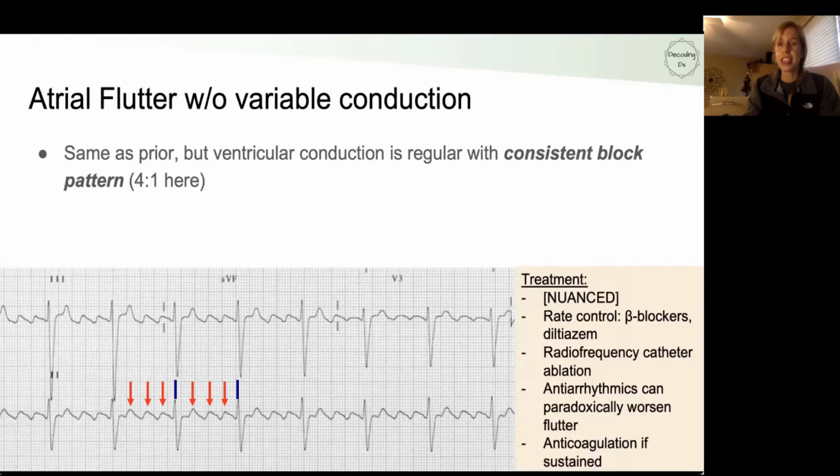In this case, treatment is pretty much the same as when we talked about in the last video, and also very similar to atrial fibrillation in the sense that if you need to do rate control, you can use beta blockers or diltiazem. Oftentimes in flutter, there is a particular nidus that we can ablate, and so radiofrequency catheter ablation is very commonly used. And beware, antiarrhythmics can make this worse, so be cautious about that and talk to your cardiologist.